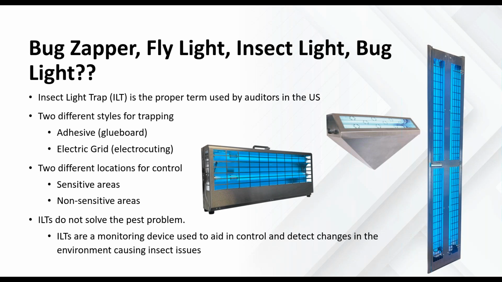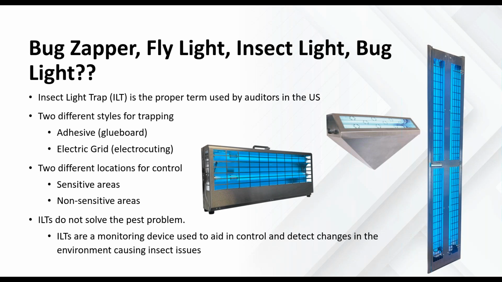You can use a glue board, termed an adhesive insect light trap, or you can use an electric grid, which would be an electrocuting insect light trap. That would be similar to the zapping style that you're commonly referred to, like the trailer park style insect light traps. But the ones that we would be using in the pest control industry would be the commercial grade versions, which I'll go over a little bit later.